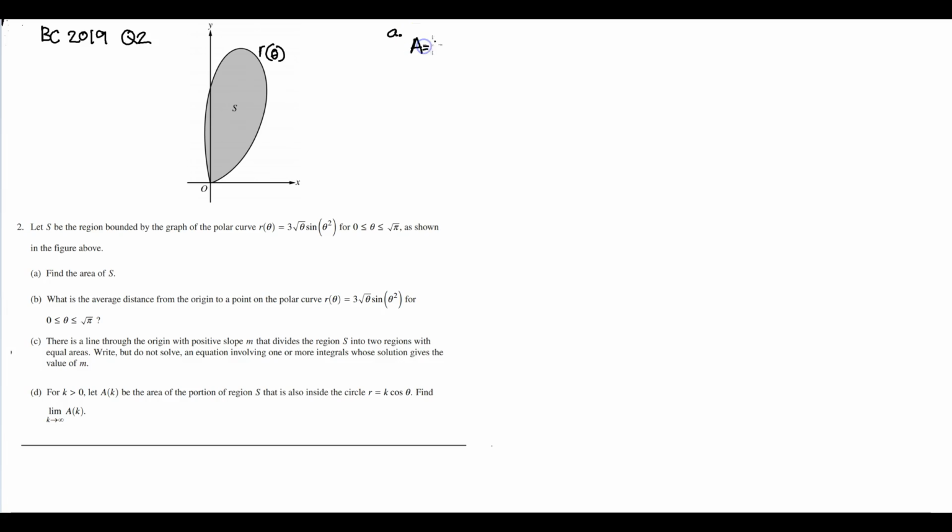So the area is equal to 1/2 times the integral of r squared d theta, a definite integral from your first angle to your second angle. So you get 1/2 times the integral from 0 to square root pi of 3 root theta sine of theta squared, all of that squared, d theta. And you get a value of about 3.53429. So that part was not that bad. Let's move on.